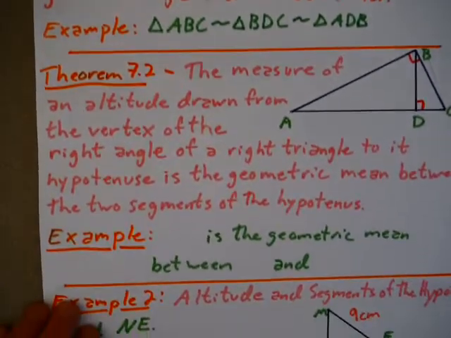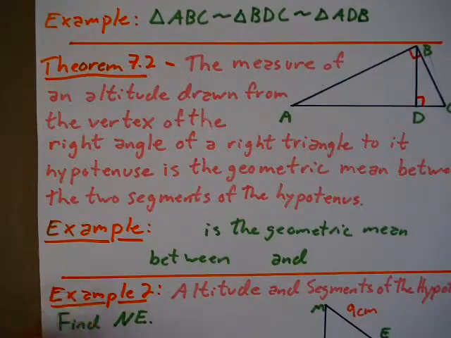So this is what most of this section is all about, and so let's take a look at what this says. It says the measure of an altitude drawn from the vertex of the right angle of a right triangle to its hypotenuse, so the same triangle that we just saw, is the geometric mean of the two segments of the hypotenuse.